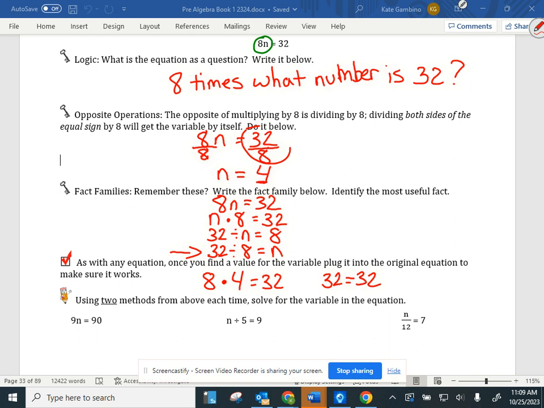We know 8 times what number? Well, it's 8 times 4. Got it. I know that. But as we go through pre-algebra, it's going to get more and more challenging, and we're not going to be able to do that mental math all the time.